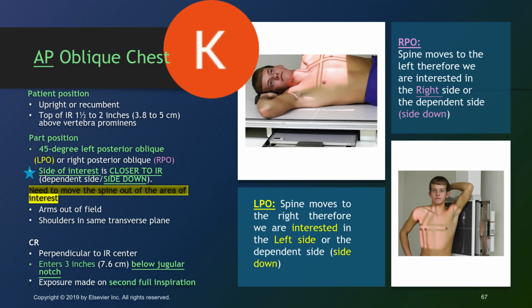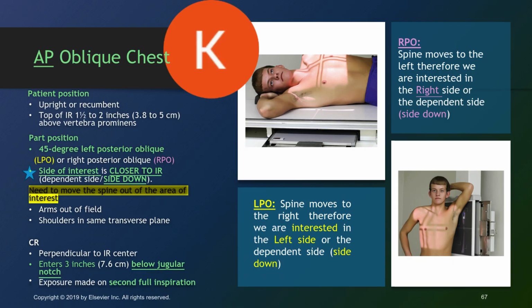This is to move the spine out of the area of interest. The arms are out of the light field, shoulders in same transverse plane. The central ray is perpendicular to the IR. It enters 3 inches or 7.6 centimeters below the jugular notch. Exposure made on second full inspiration.